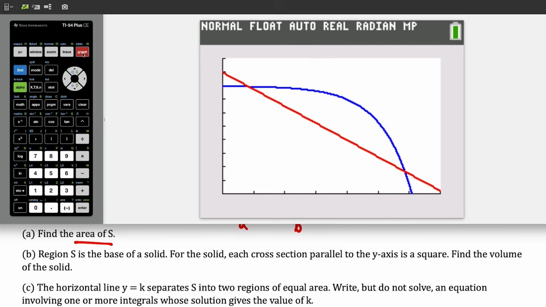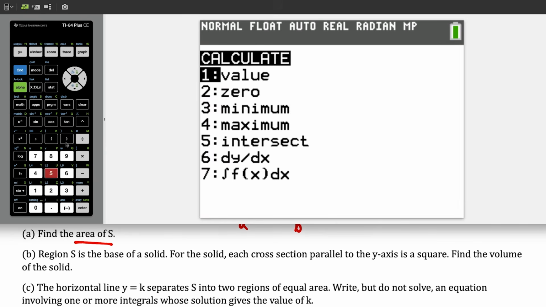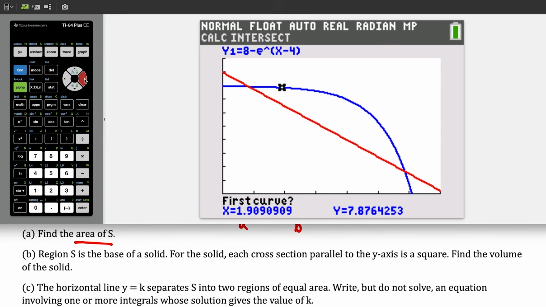So now we go back to the graph, and we're going to press second trace number 5 to get the second point of intersection. So for this second point of intersection, we just have to scroll, and we get over to this location here.